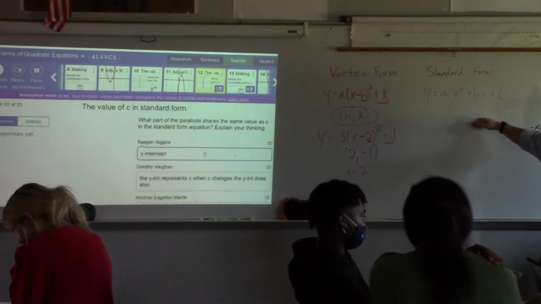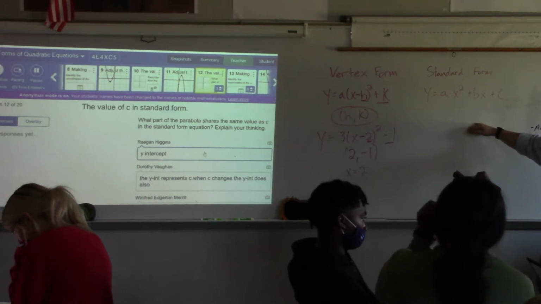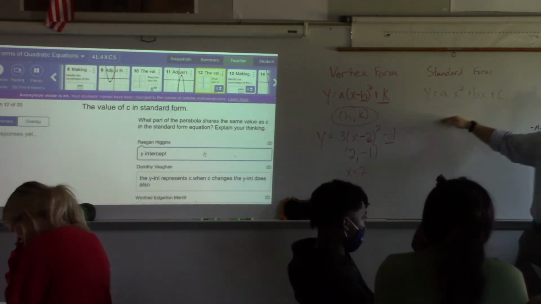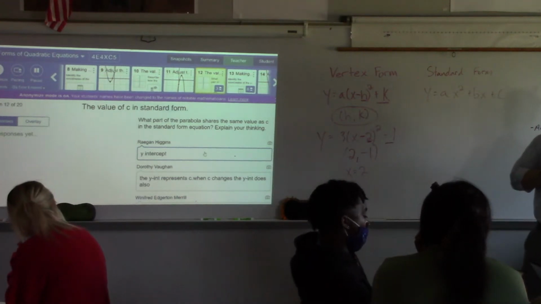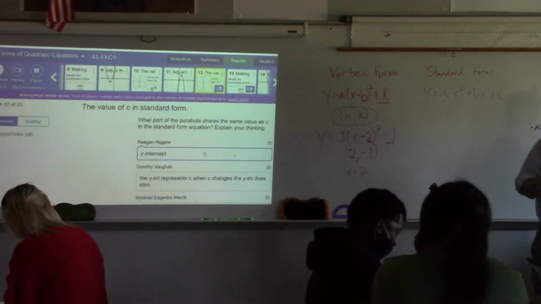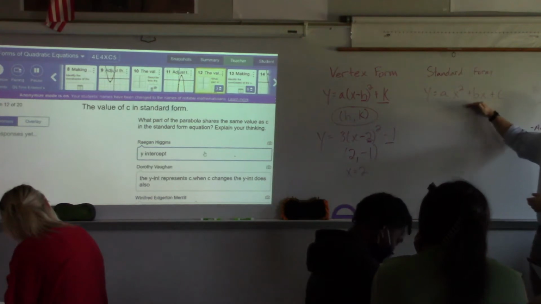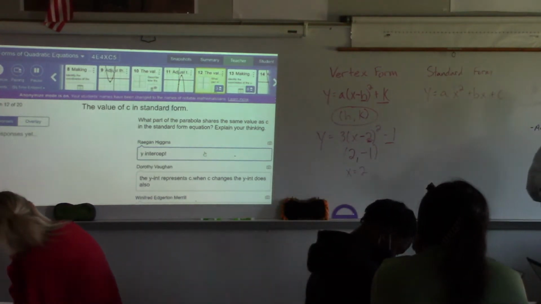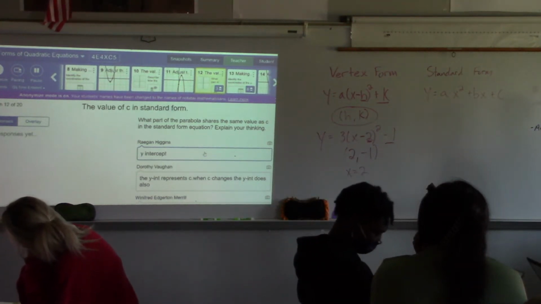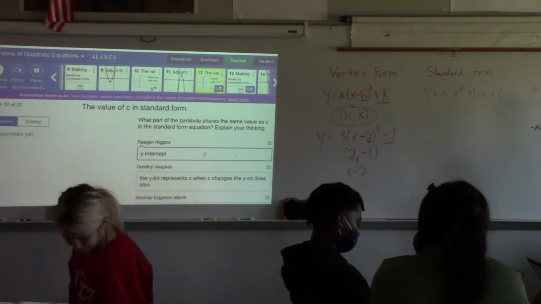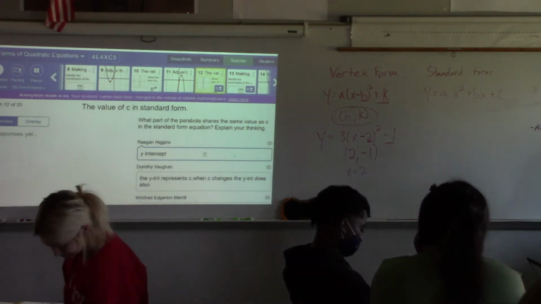Now, I will point out, you can get K, because can't you graph this standard form and then identify H and K from that? So we're actually going to talk about how to take this standard form and get the vertex form after we graph it, because that's going to help us solve equations later. But right now, the y-intercept represents C, or C represents the y-intercept.